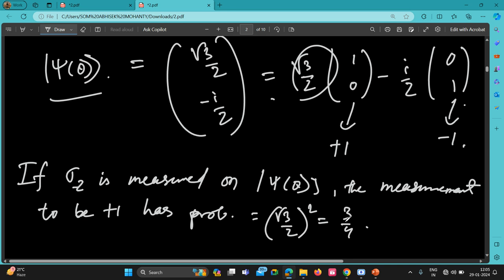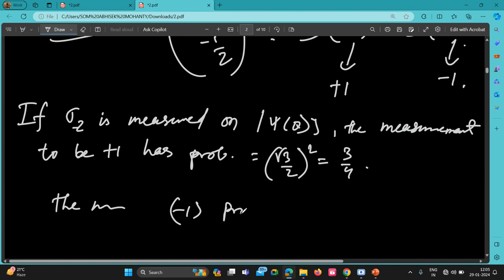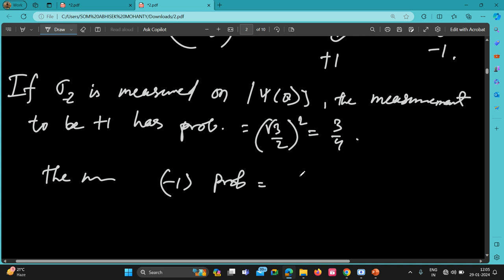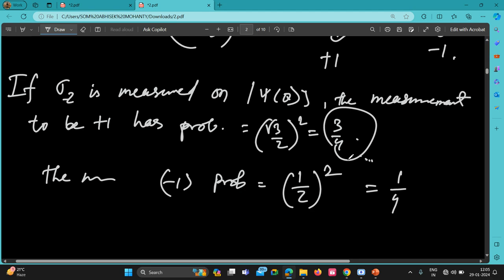Okay, so the measurement to be minus 1 has what probability? The coefficient of minus 1, that is i by 2 square, means 1 by 2 square actually, leave i, so 1 by 4. So the total is 1. So what will the answer be? 3 by 4 for plus 1. So the answer will be 3 by 4.